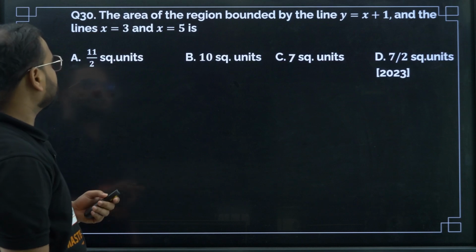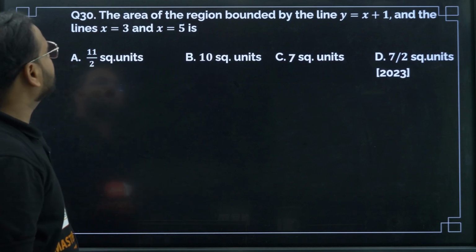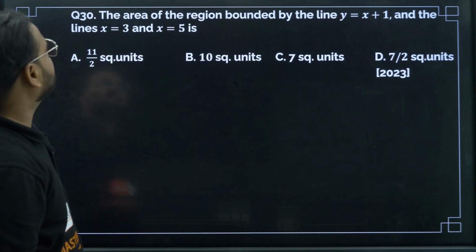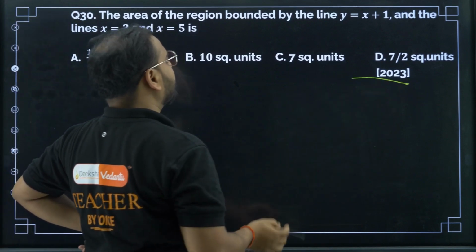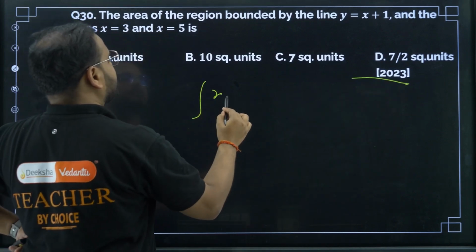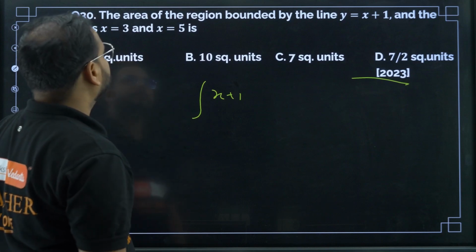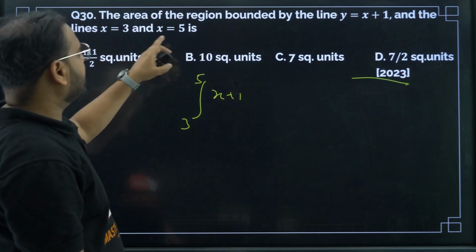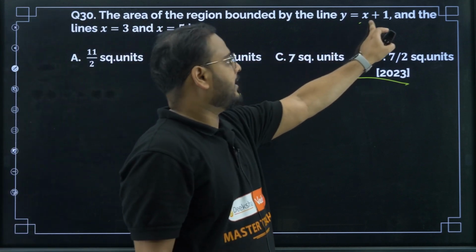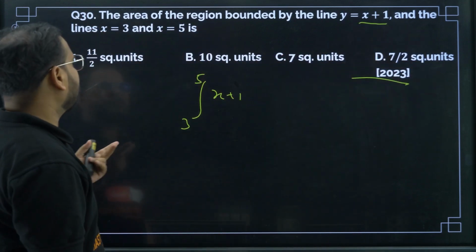Moving on. Question number 30, the last problem. The area of the region bounded by the curve and the lines. This is a very simple question. Integrate x plus 1 from 3 to 5 directly. How come from 3 to 5? It's positive at both 3 and 5. X plus 1 is positive: 3 plus 1 is 4 and 5 plus 1 is 6.